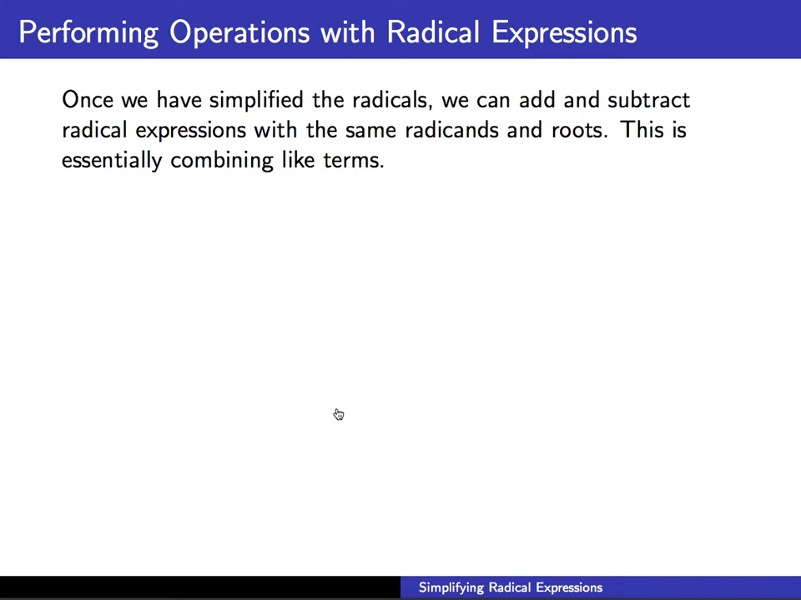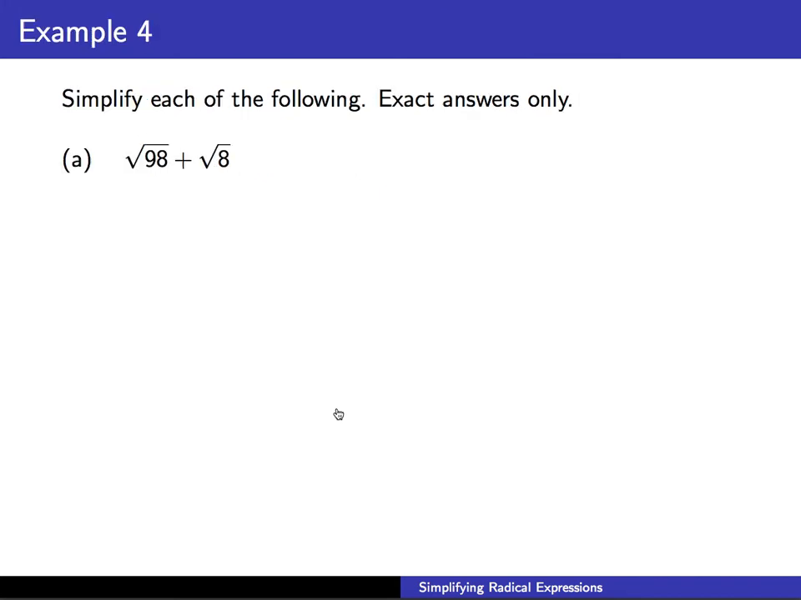So for instance, if we have the cube root of x plus another cube root of x, that makes two cube roots of x's. So you can think of like radicands and like roots as combining like terms like you've done in the past. So example 4, simplify each of the following. We want exact answers only. So we have the square root of 98 plus the square root of 8.